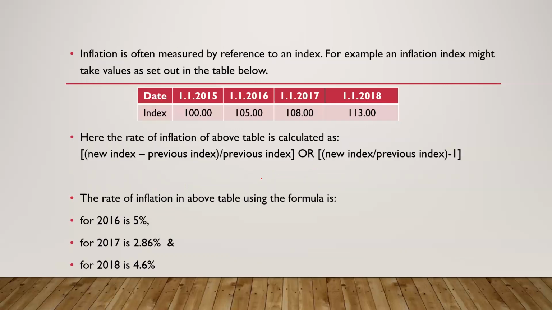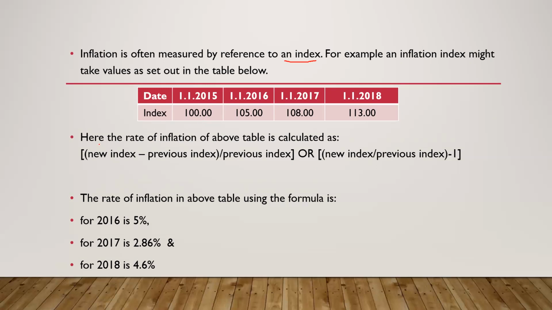Now, inflation is often measured by reference to an index. For example, an inflation index might take values as set out in the table below. So this is the index table given to you for reference. Okay. So index as on 1st January 2015, 1st January 2016, 1st January 2017, and 1st January 2018. The data is given to you on a yearly basis. So as inflation occurs over different time periods, here the frequency is yearly.